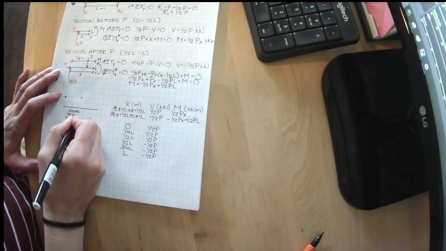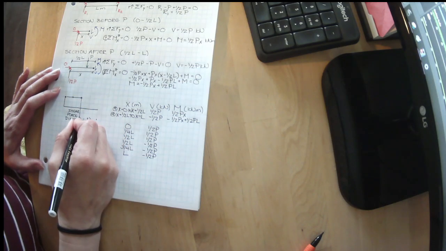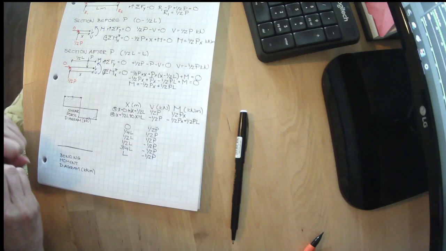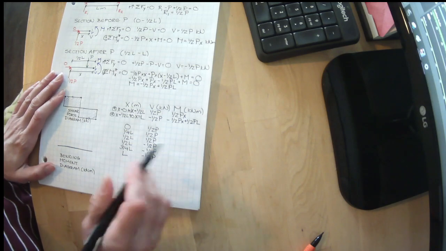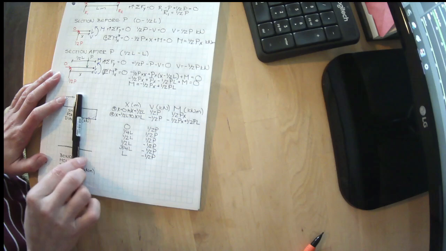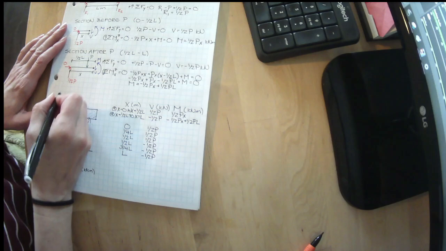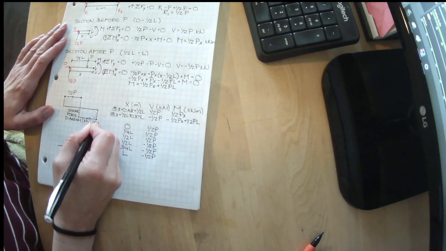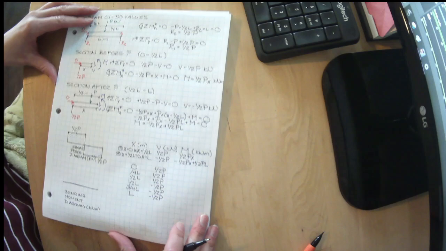Where's my halfway mark here? So it looks like it didn't really matter what X was. We had pretty consistent shears. It just mattered when we hit that load. In fact, look at that length right there. This is 1/2 P, and this is 1/2 P. This total length right here is P. Huh. Almost exactly P. It's like that causes our change in shear at that location.